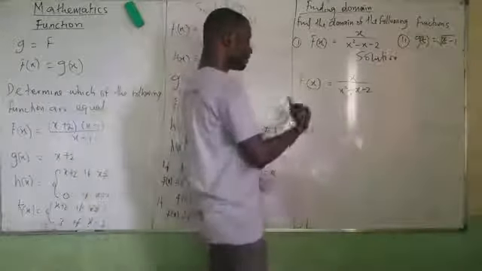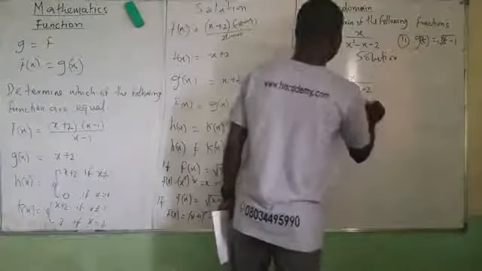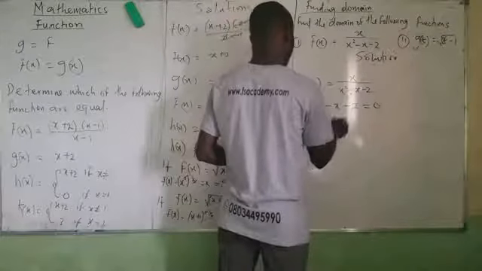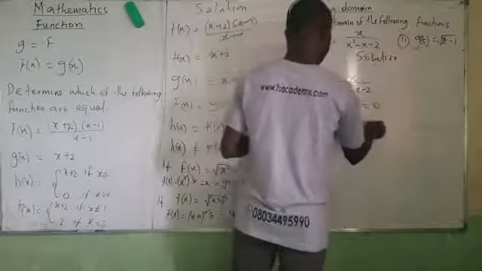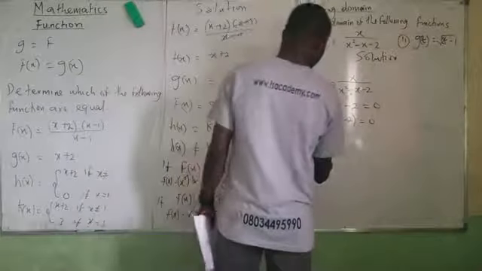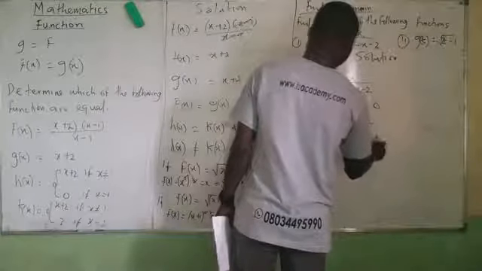It means x squared minus x minus 2 will be equal to 0. (x plus 1)(x minus 2) will be equal to 0. And x will be equal to minus 1, or x will be equal to 2.